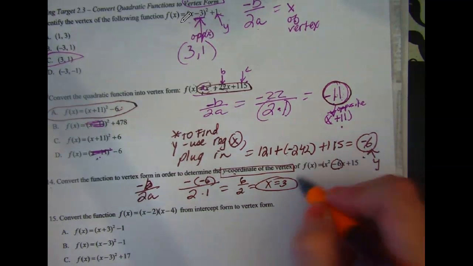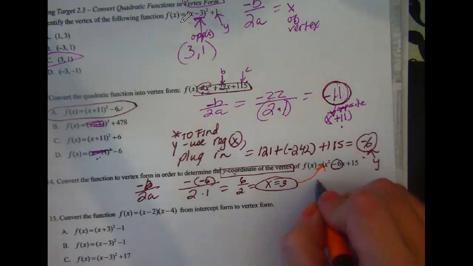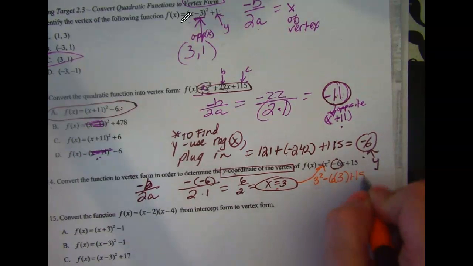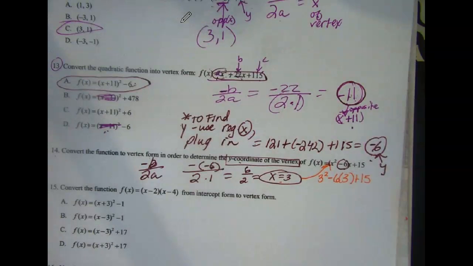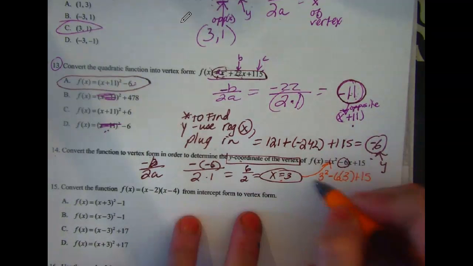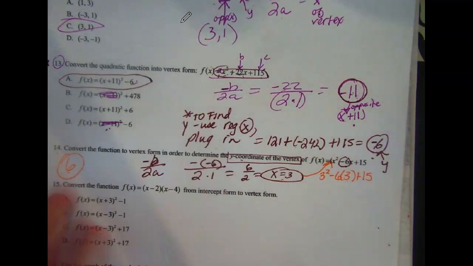So if I plugged this in everywhere I saw an x, I would have 3 squared minus 6 times 3, because I'm plugging my x in, plus 15. So 3 squared, we've got 9. And then minus 6 times 3, so that's 18, plus 15. If you put it all in, you actually get 6. That's your final answer.